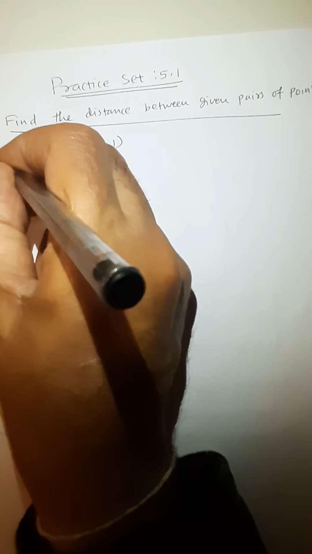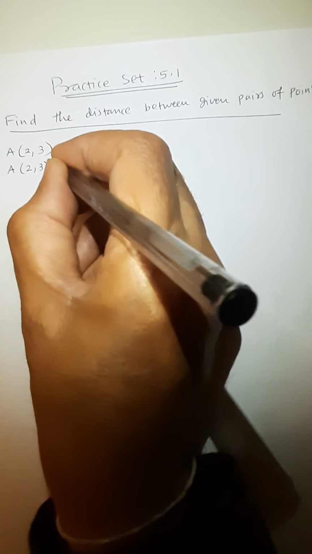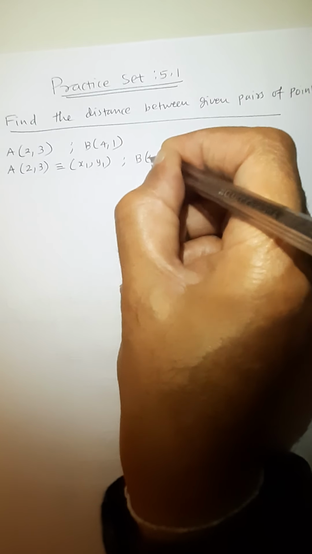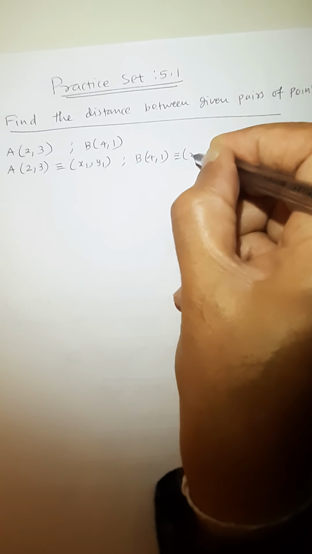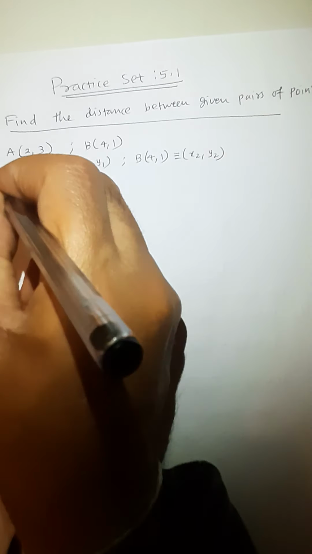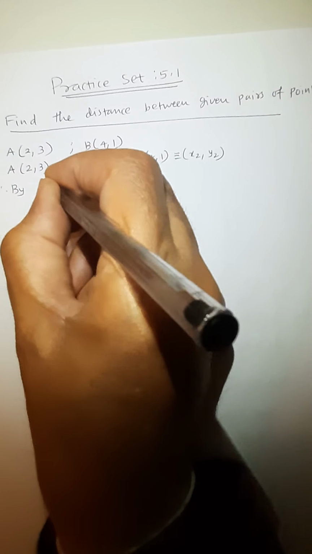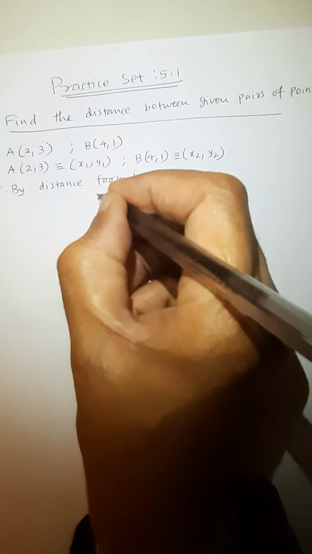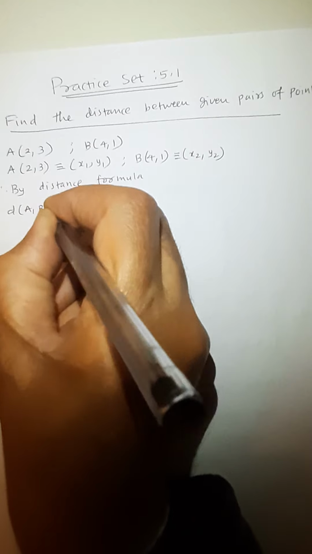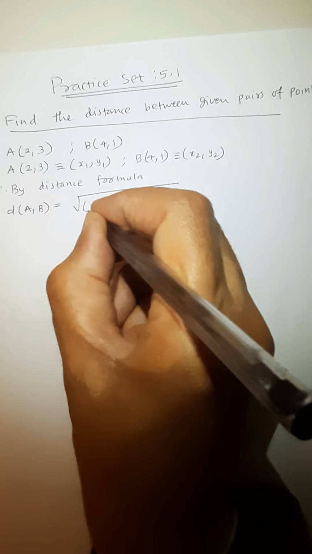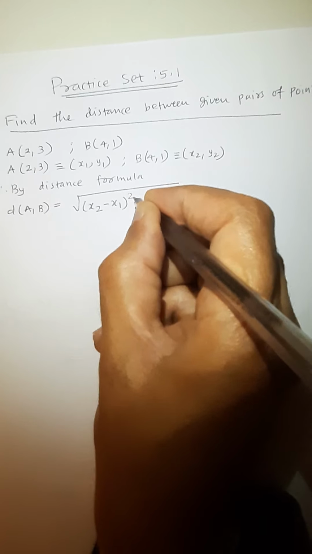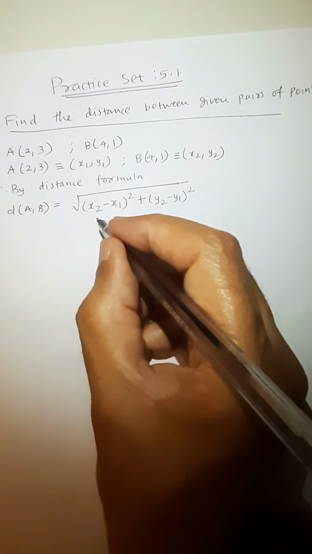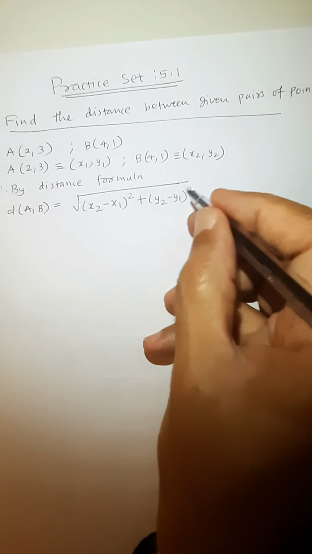So in the answer we write A 2, 3 is equal to x1, y1, and B has ordered pair 4, 1, which means these are x2, y2. Therefore by distance formula, distance A comma B is equal to under square root, I told you we write x2 minus x1 the whole square plus y2 minus y1 the whole squared. Or it can be x1 minus x2 the whole square plus y1 minus y2 the whole square.